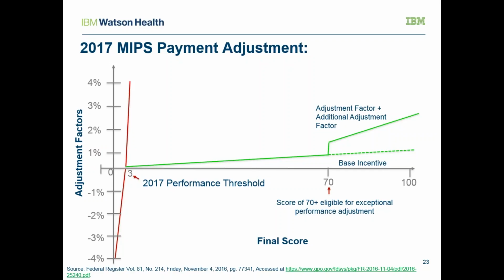So CMS says that for that 70-point pool, they say it's appropriate because it requires MIPS eligible clinicians to submit data for and perform well on more than one performance category. All in all, the final MIPS payment adjustment will be determined by the distribution of the final scores across MIPS eligible clinicians and the performance threshold. So as you can see, if you report at least one measure, you should be fine. And again, keep in mind that it has to be 90 continuous days.